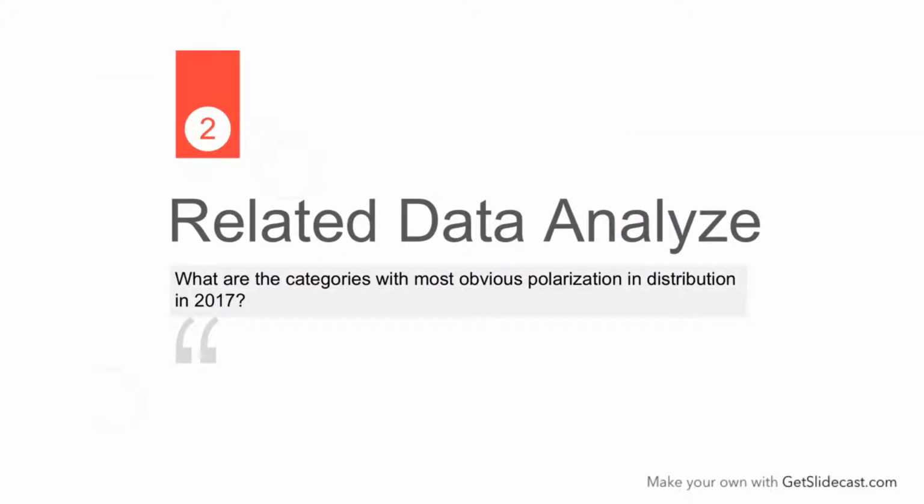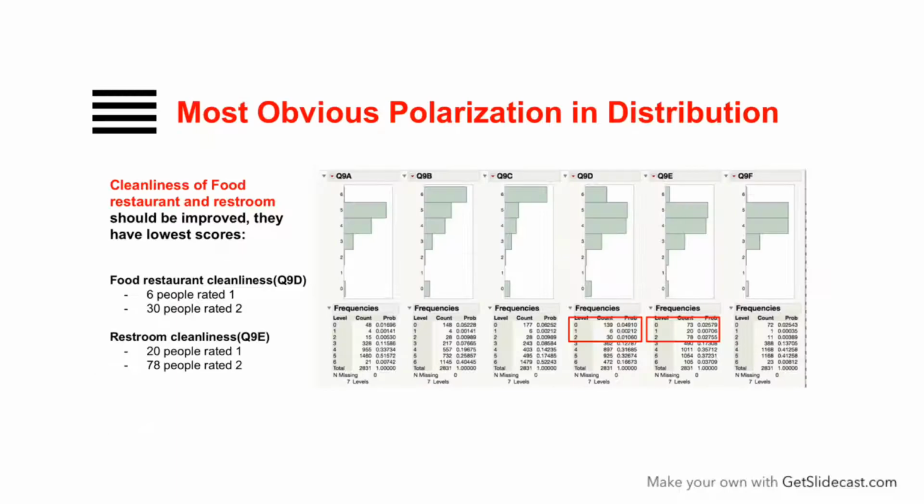The second part is related data analysis concentrating on the second question. We use distribution techniques to analyze the data from Q9A to Q9F, and found that the cleanliness of food and restaurant and the restroom should be improved. They have the lowest scores. Q9D is food restaurant cleanliness, and Q9E is restroom cleanliness, and we can compare with other ratings. Those two services have the most customer feedback complaints.